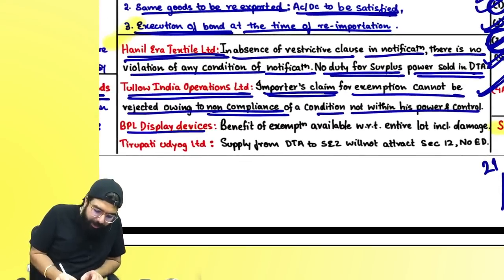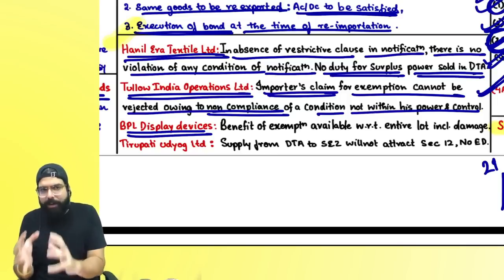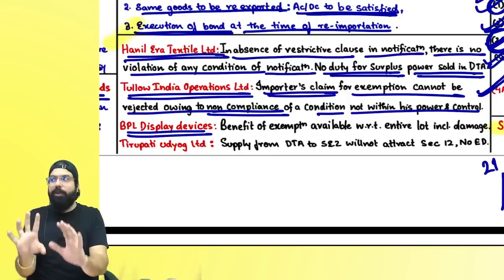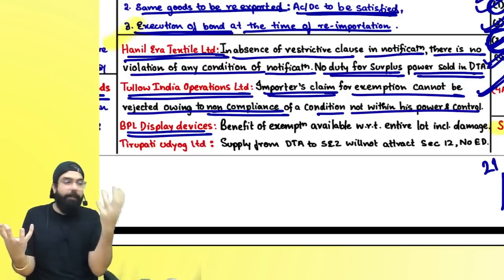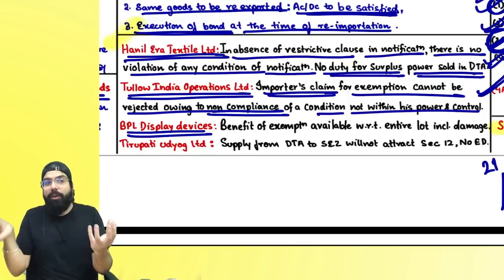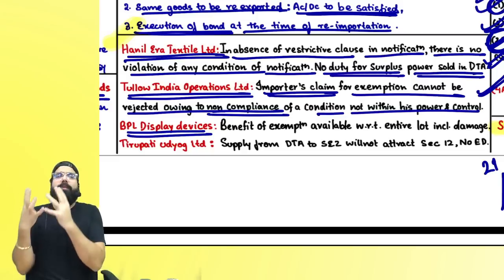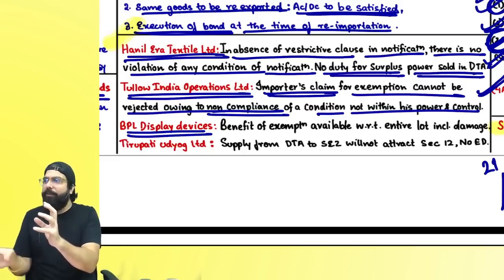Then the next case came of BPL Display. BPL Display imported some items. Now out of those items, some items were damaged. There was an exemption notification in force saying, for example, if you import screens and make TVs out of the screens, and the TVs are exported outside India, on the import of screens you don't have to pay any duty. So they imported, for example, some screens, and out of those screens, 3, 4 or 5 screens were broken.